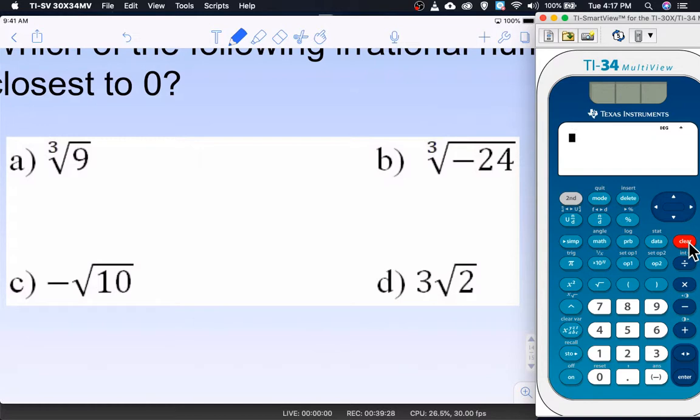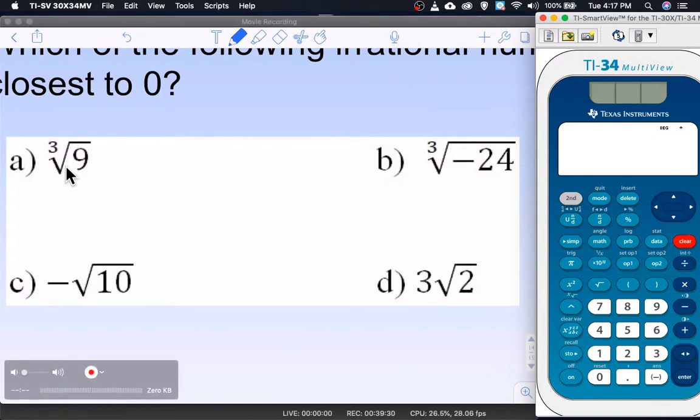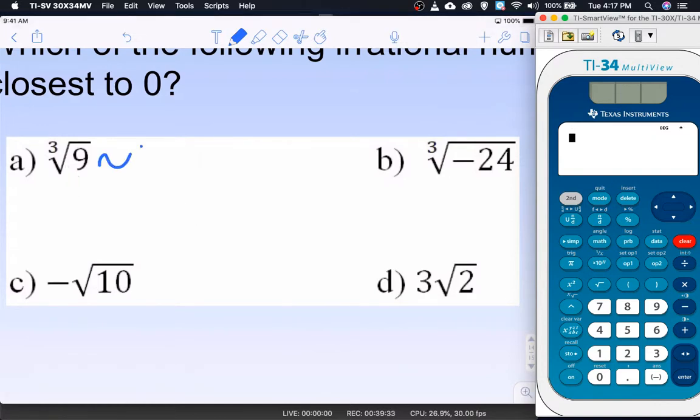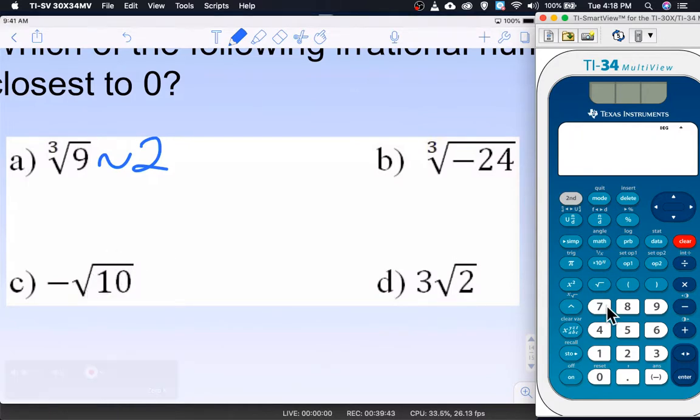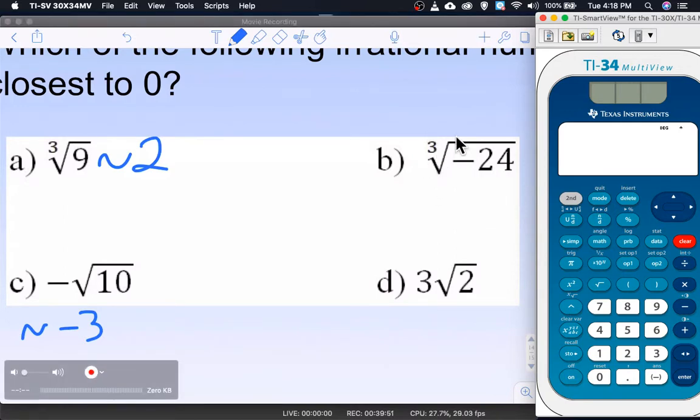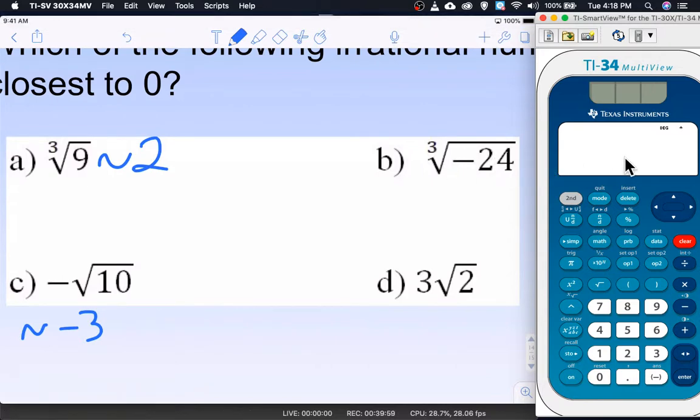So the cube root of 9 is very darn close to the cube root of 8, which is about 2. The square root of 10 is very darn close to the square root of 9, which was about 3. So I'm going to call that about -3. The cube root of -24 would be really darn close to the cube root of -27, which is about -3.